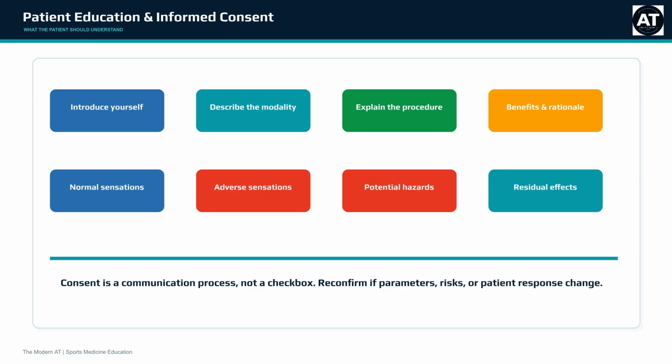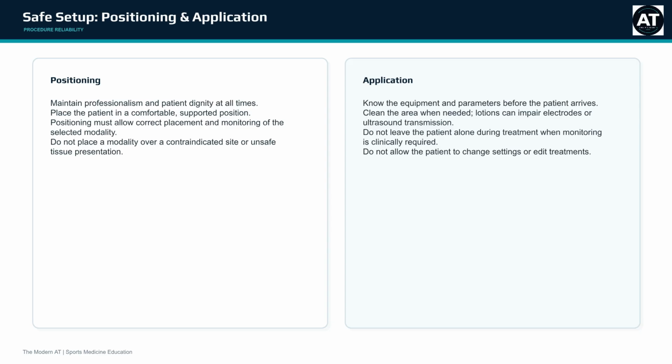The patient should also understand potential hazards and residual effects after treatment. Consent should be revisited when parameters, risks, or patient responses change. Reliable application begins with positioning. The patient should be comfortable, supported, and draped or exposed in a way that maintains dignity while allowing correct placement and monitoring. The clinician must avoid contraindicated sites and unsafe tissue presentations. Preparation may include cleaning the skin, because lotions, sweat, or debris can interfere with electrodes or ultrasound transmission.